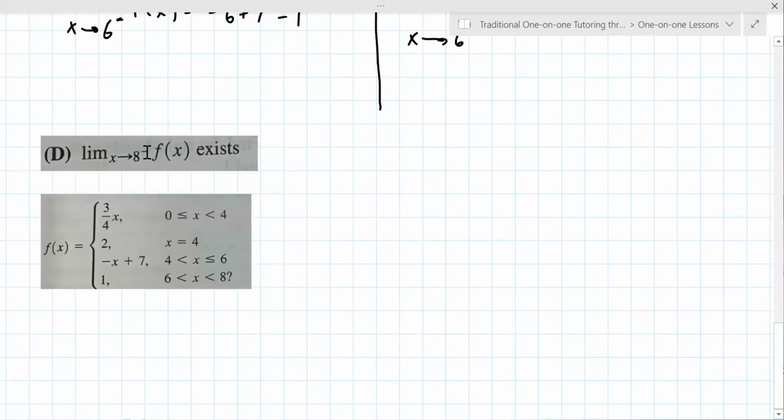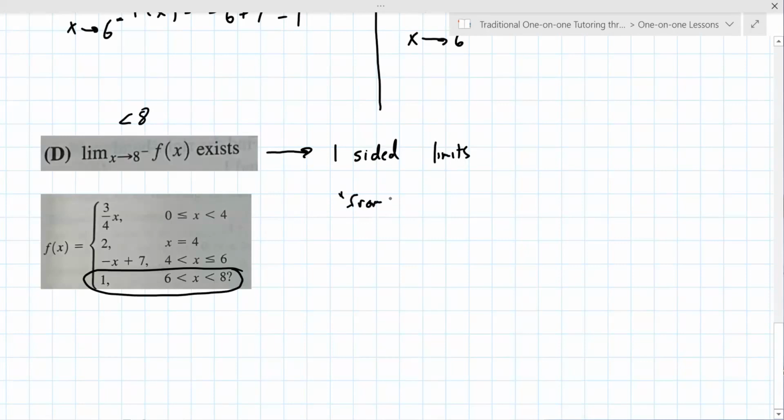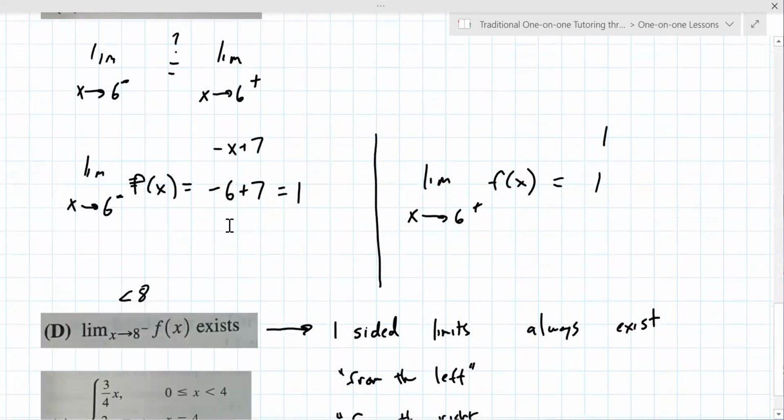So this is 8 from the left. Basically that means it's less than 8, and that's this one down here. And the truth is that one-sided limits, which is from the left or from the right, always exist. So you don't even have to find it. You can just say that it's true because a one-sided limit always exists. It approaches the value of 1, though, if that were the case. All right, that makes sense.